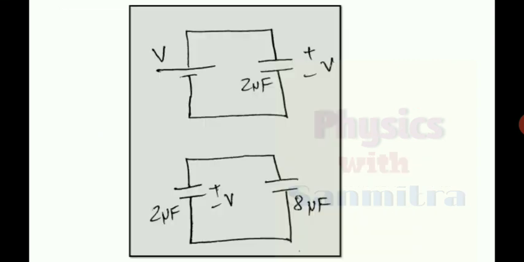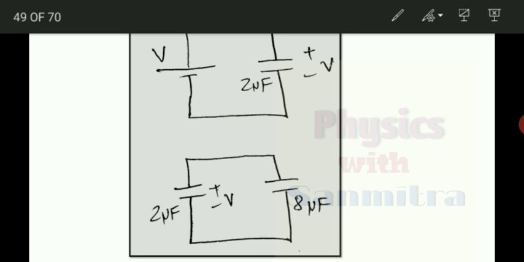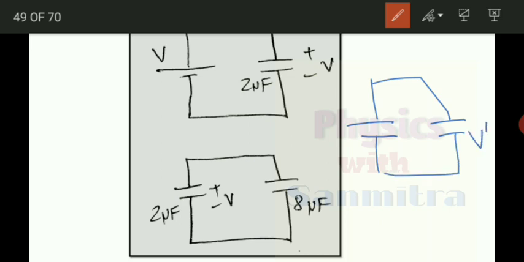Okay, so let me show you the solution. Initially it was connected like this. Now when it is changed, this is the case. There will be some V dash voltage after charge redistribution. Here it is 2 microfarad, here it is 8 microfarad. Here the voltage will be the same because both the terminals are connected in parallel.